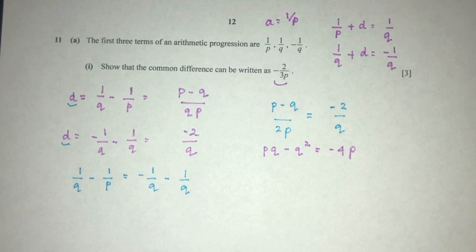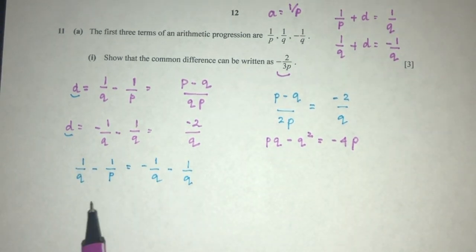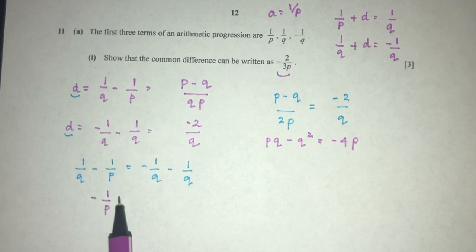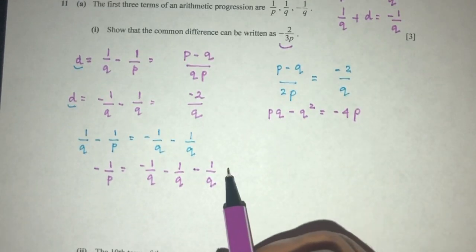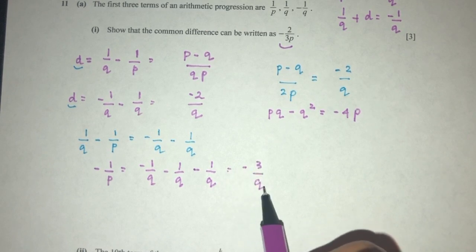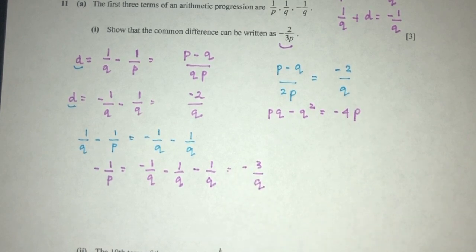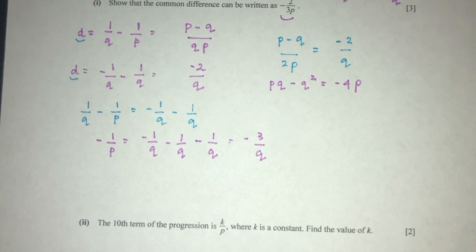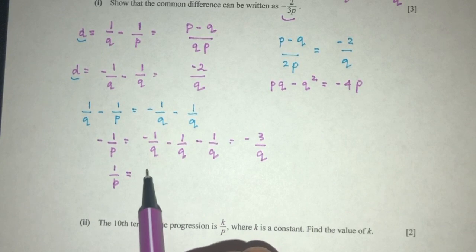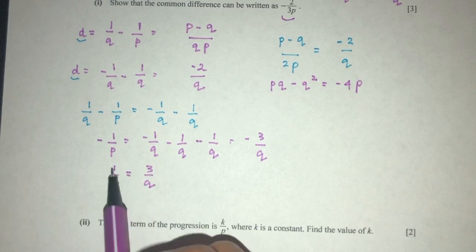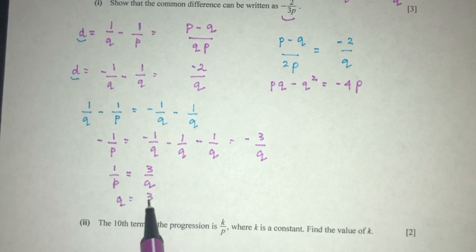Now we can simplify. Let's see what happens. We can send this over here. So minus 1 over P have to be minus 1 over Q minus 1 over Q, and then here we have minus 1 over Q. Right, that will become minus 3 over Q. Okay, so what else can we do now? So we have to find, so 1 over P will be the value of 3 over Q. Hence Q will be the value of 3 over P.